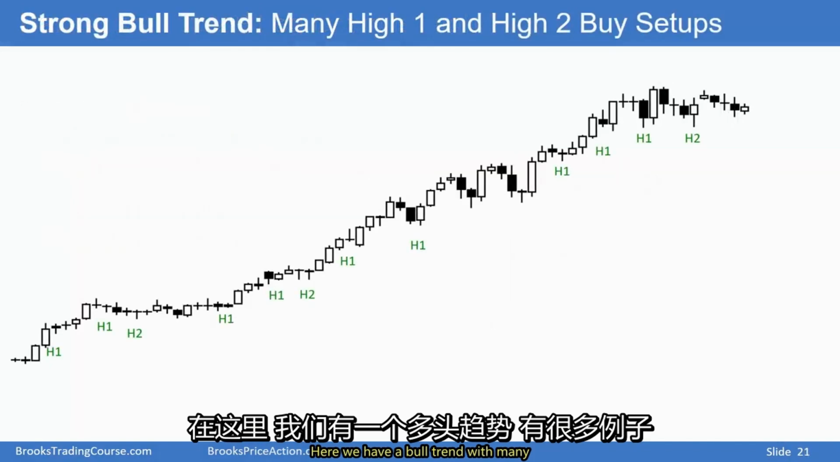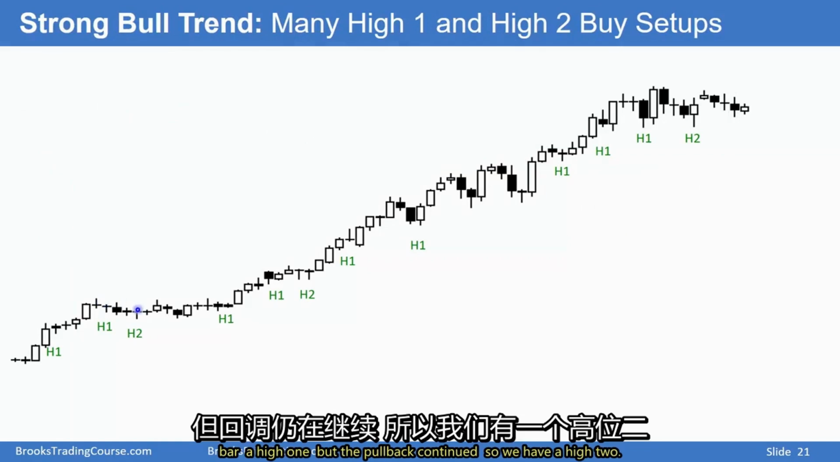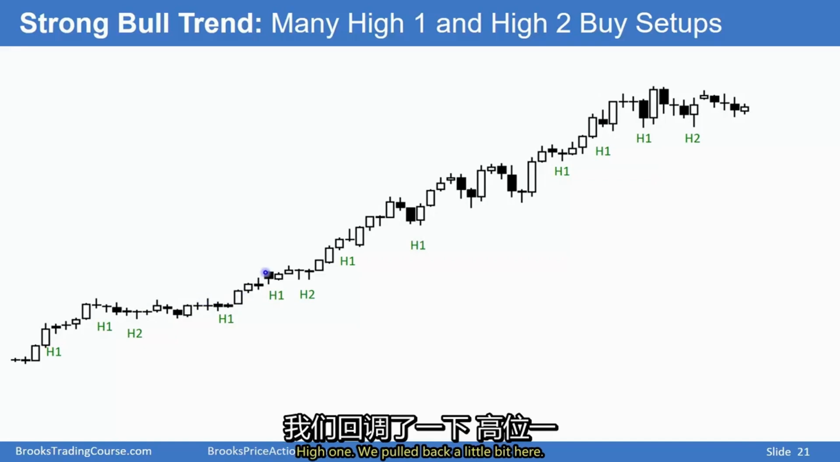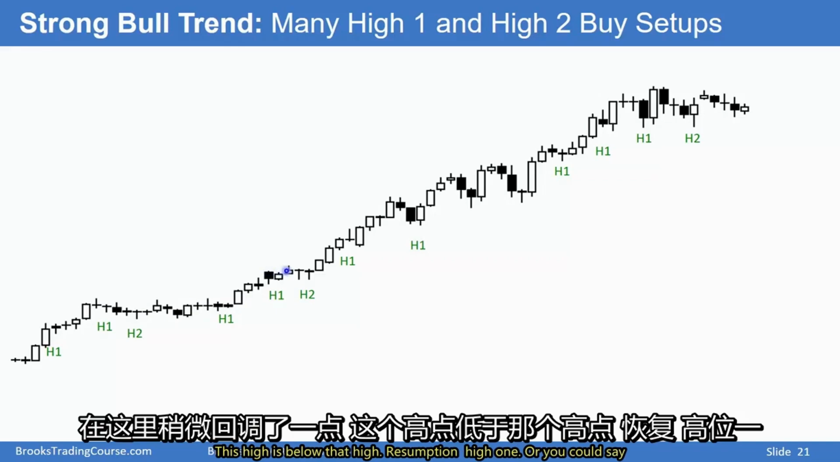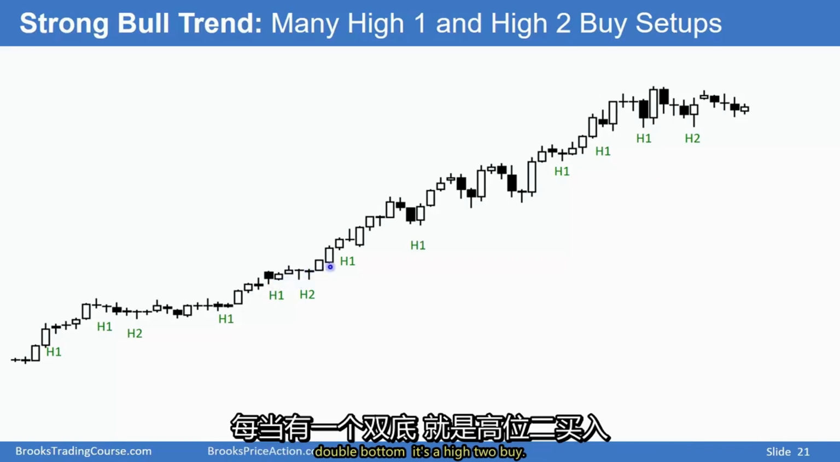Here we have a bull trend with many examples. This bar went above that bar, a high 1, but the pullback continued, so we have a high 2. We tried to resume up, we pulled back, high 1. We pulled back a little bit here. This high is below that high. Resumption, high 1. Or you could say we just went sideways, so it's a high 2. Anytime there's a double bottom, it's a high 2 buy.